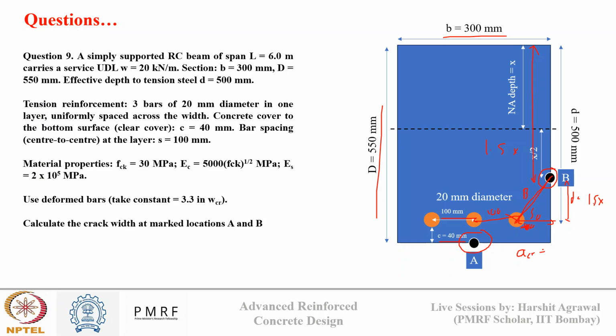Okay, so ACR will be B minus the radius of this rebar, which is equal to 10. This is how we calculate the ACR value. So the square root of 50 square plus (d minus 1.5 x) square will give me the value of b. This value of b will come out to be 308.7, and 308.7 minus 10 will give me the ACR value, so it will come out to be 298.7. So this is my distance of this point from the nearest longitudinal rebar.